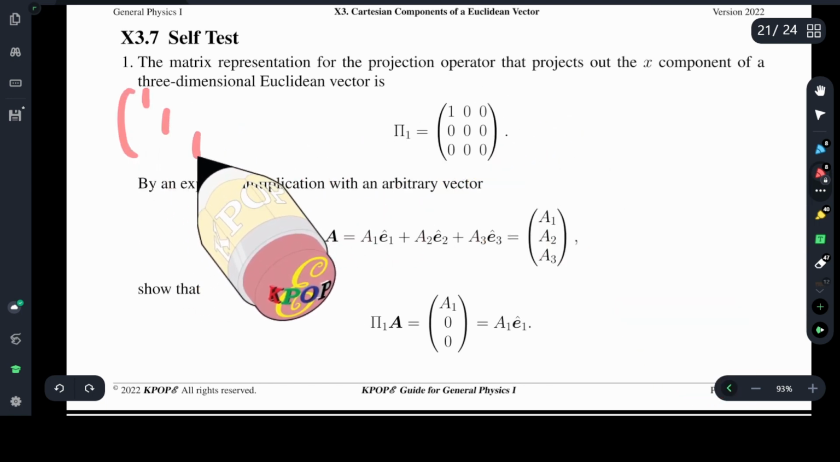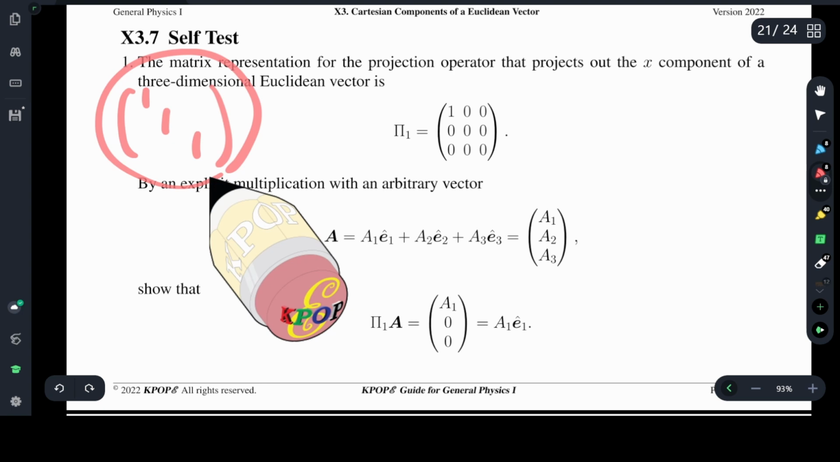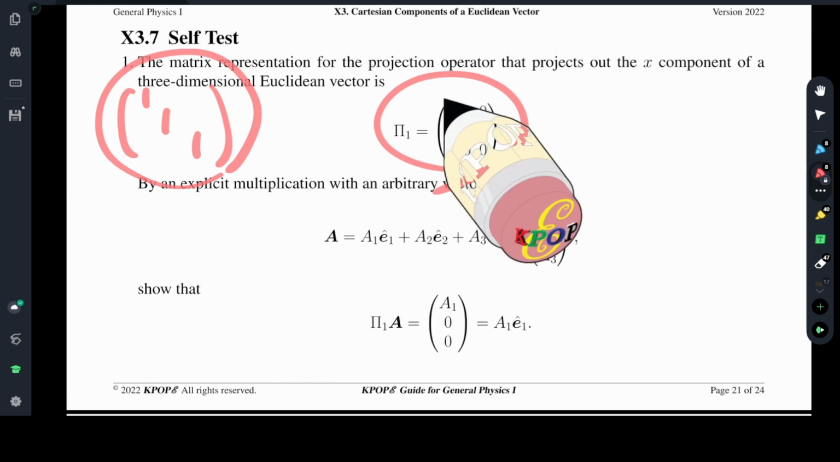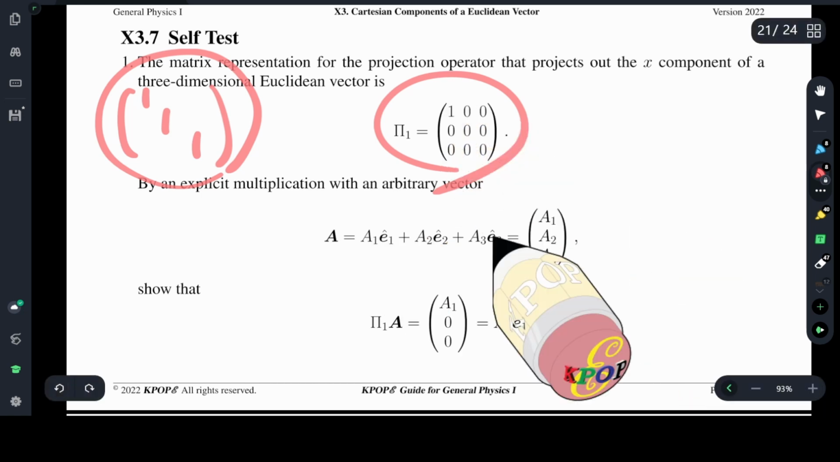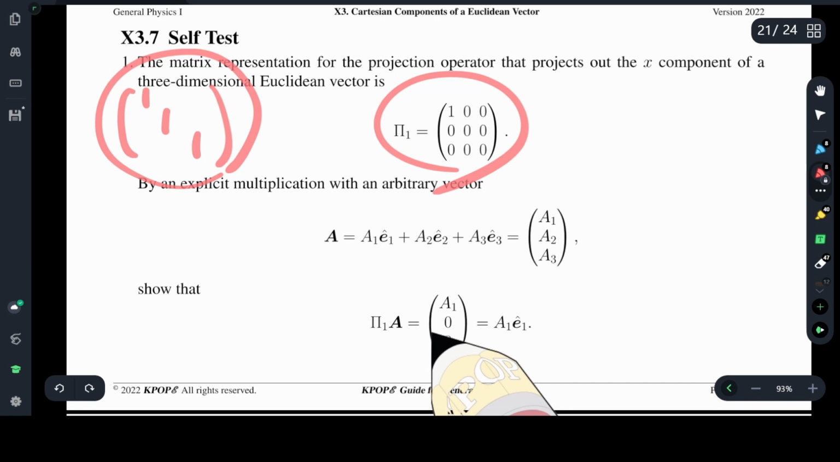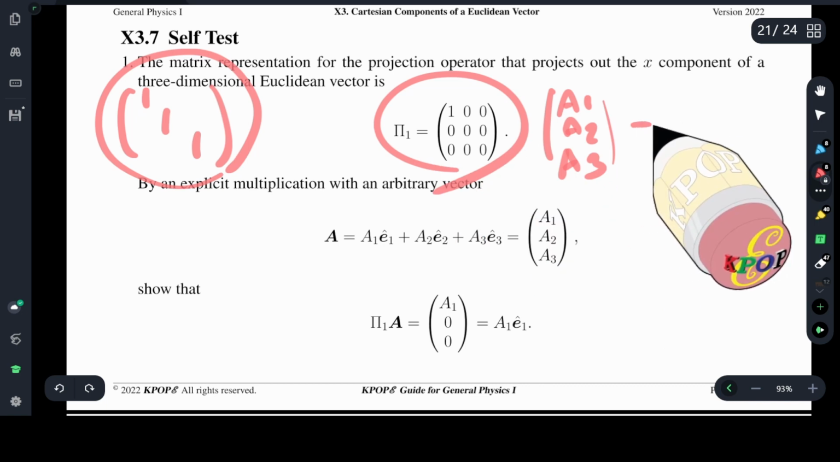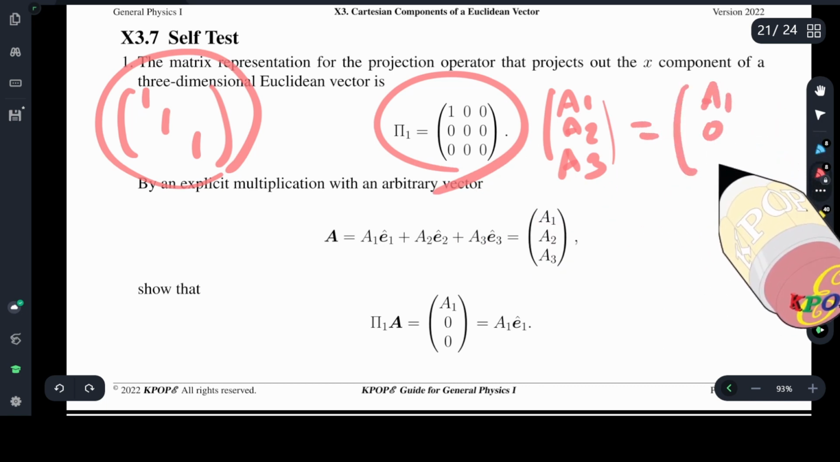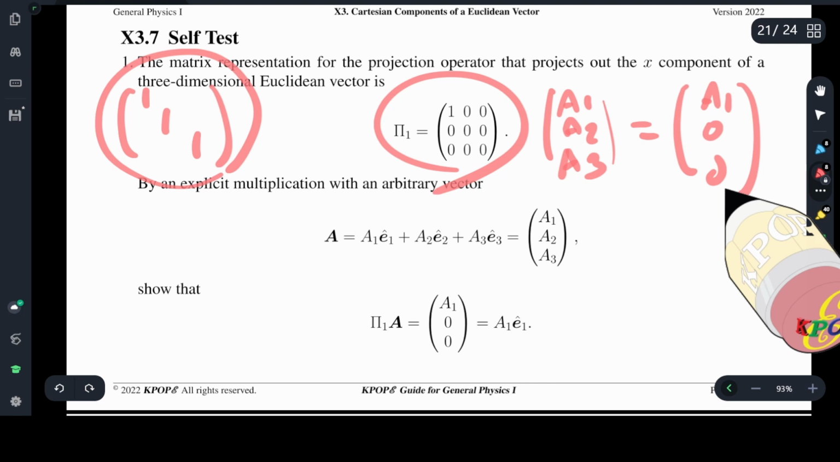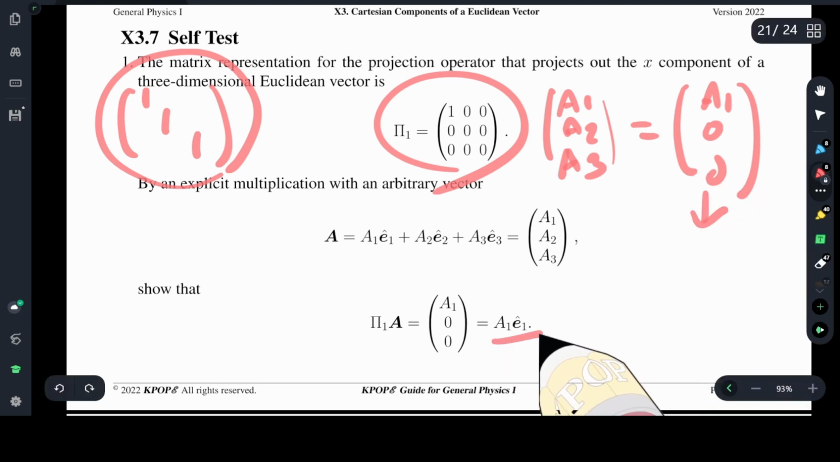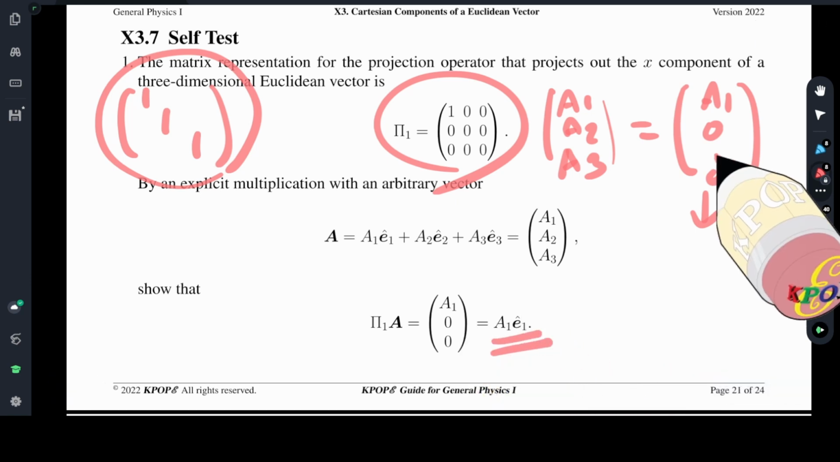We learned that this one is the identity matrix. Here we have perhaps the simplest matrix: everything is zero except for a single element. But this is a very interesting matrix. If you multiply A1, A2, A3 in here, the answer is A1, 0, 0. If you write this in vector form, the first Cartesian component survives and the other two vanish.